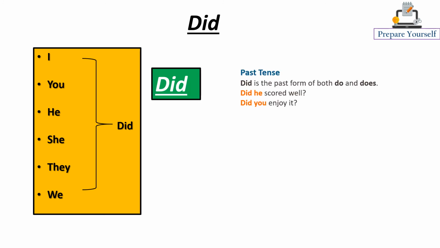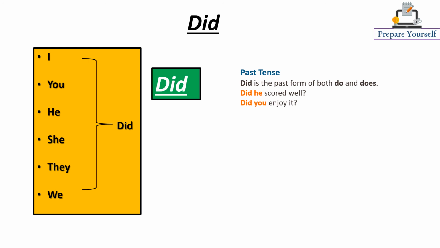We use did in the past tense. Did is the past form of do and does. Therefore, we use did with all kinds of pronouns. Let's have a look at the example. Did you score well? Did you enjoy it? These are the examples of did in question format.